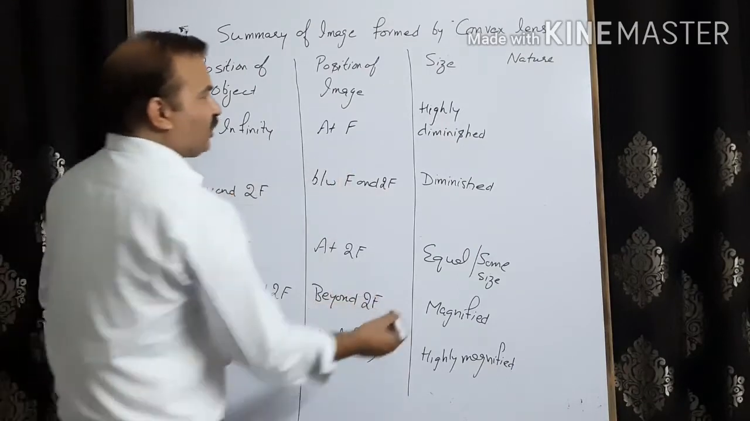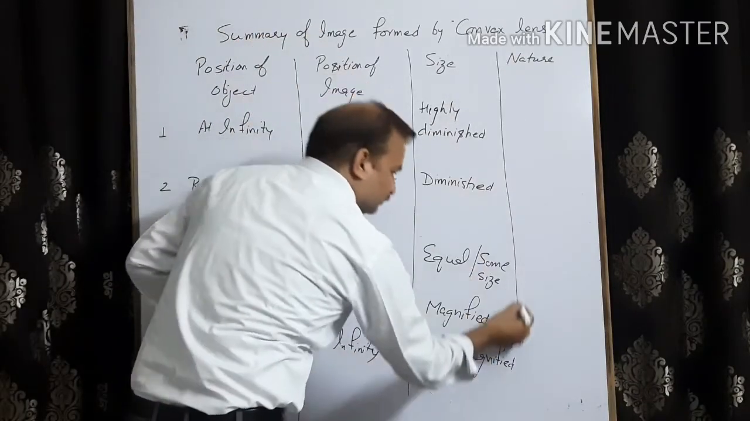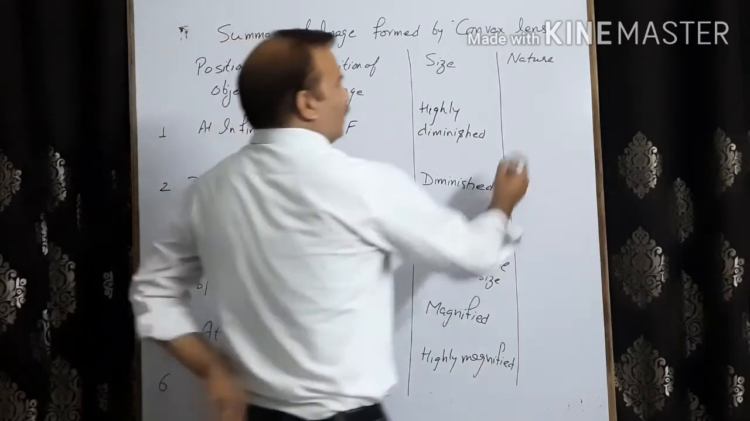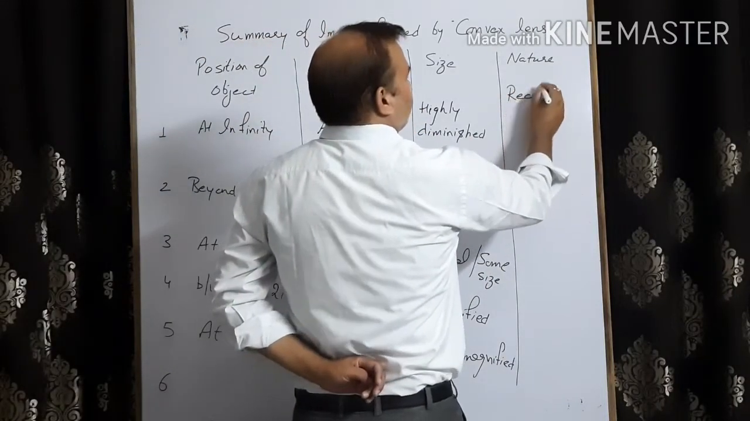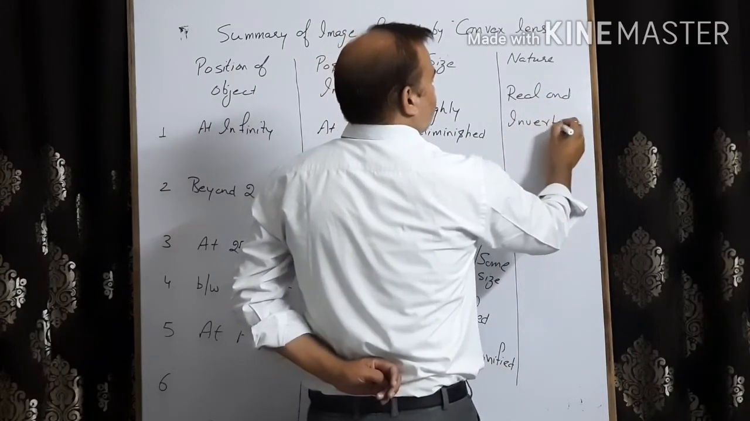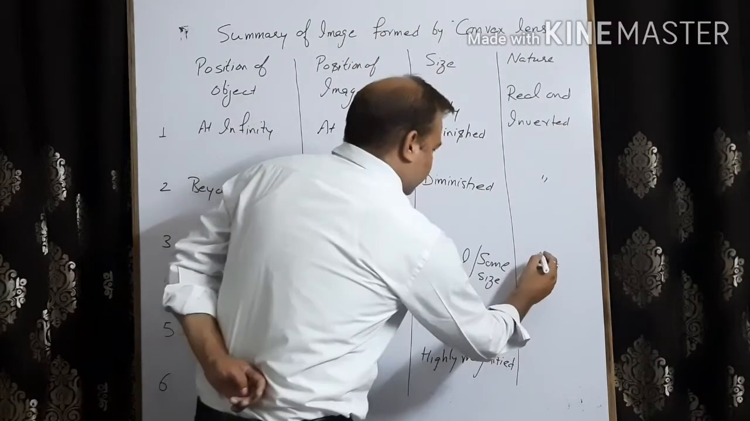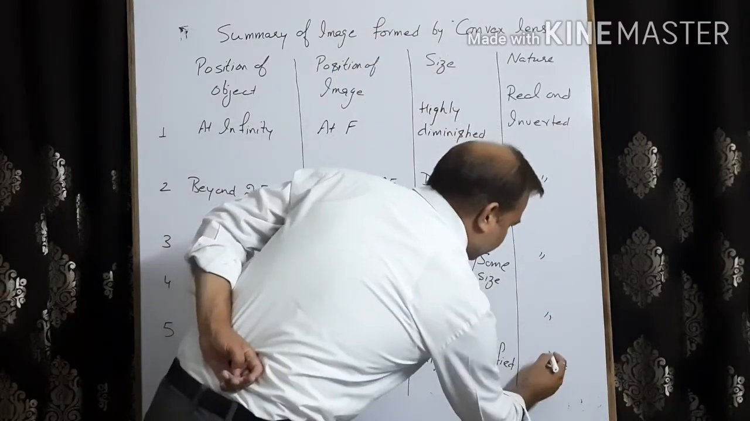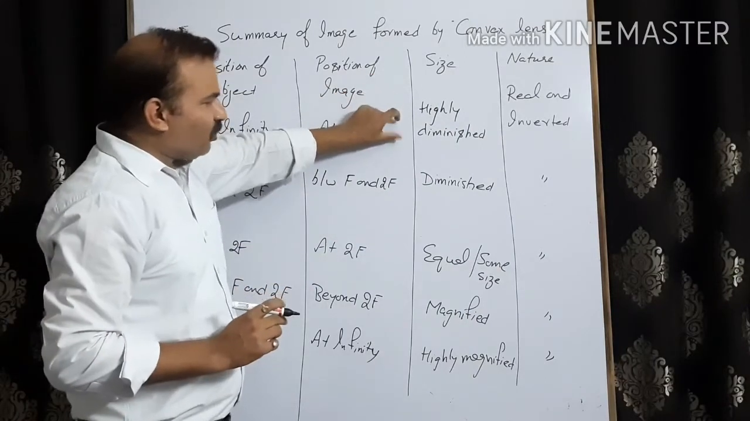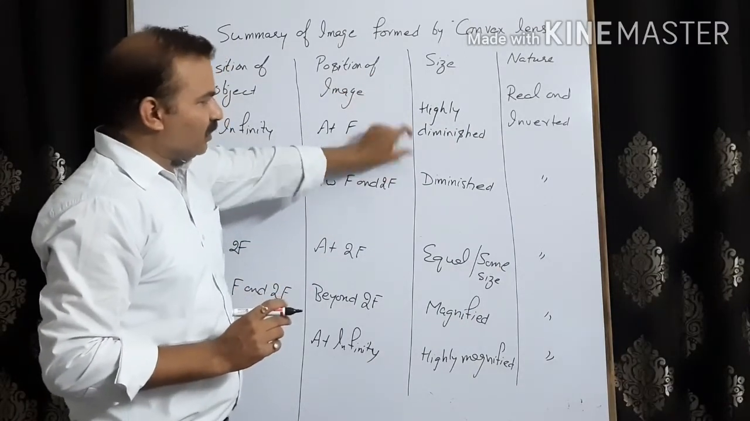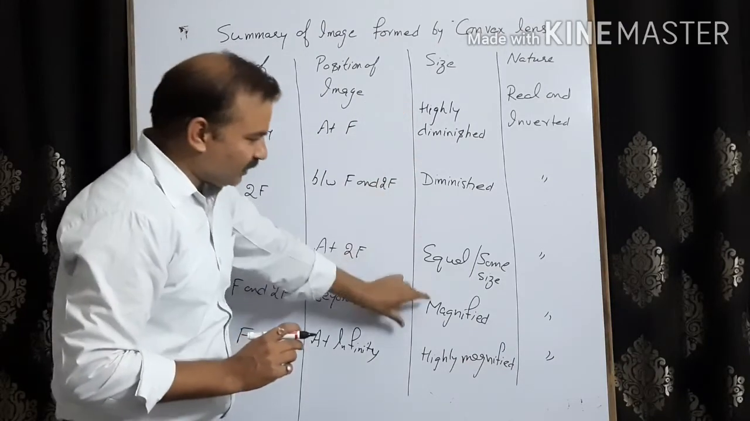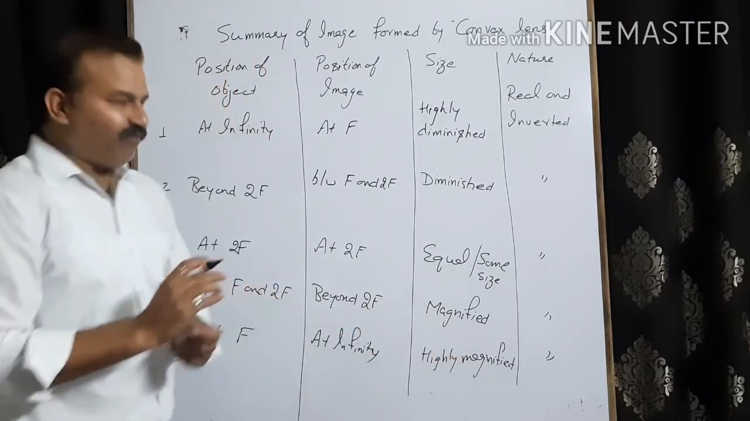Now the nature of the image. Nature of the image in the first 5 cases all are real and inverted. Real and inverted, real and inverted, real and inverted, and real and inverted. Now if you see the size, this is very small, then diminished means smaller but bigger than this one, then of the same size, little more bigger, then magnified, and then highly magnified.